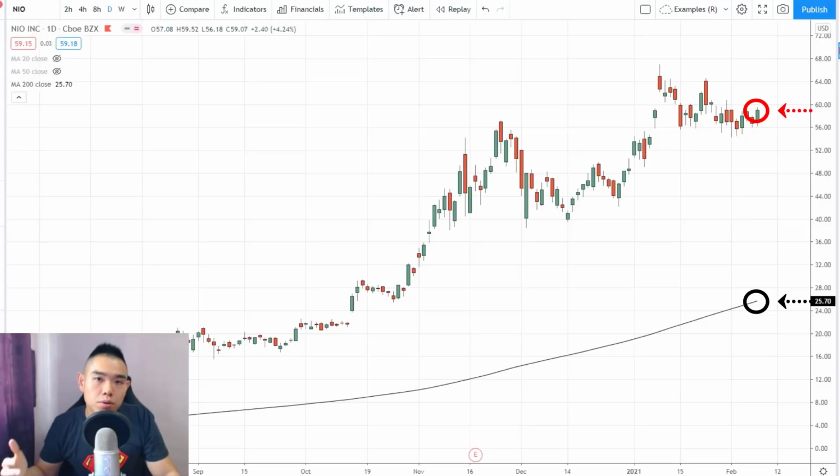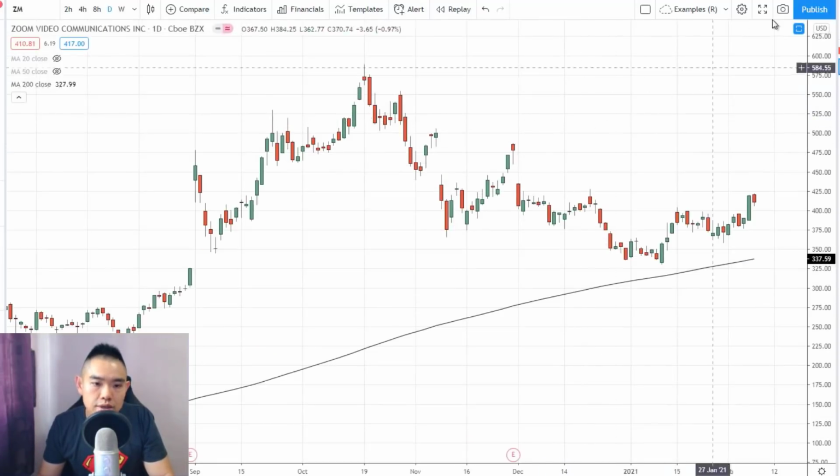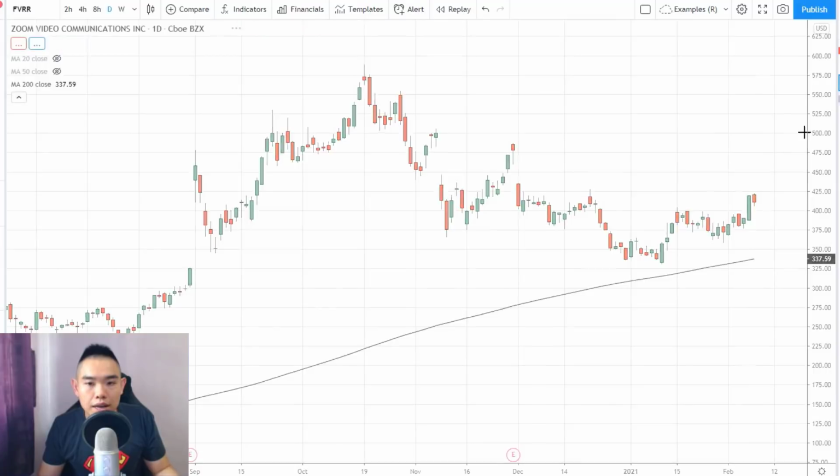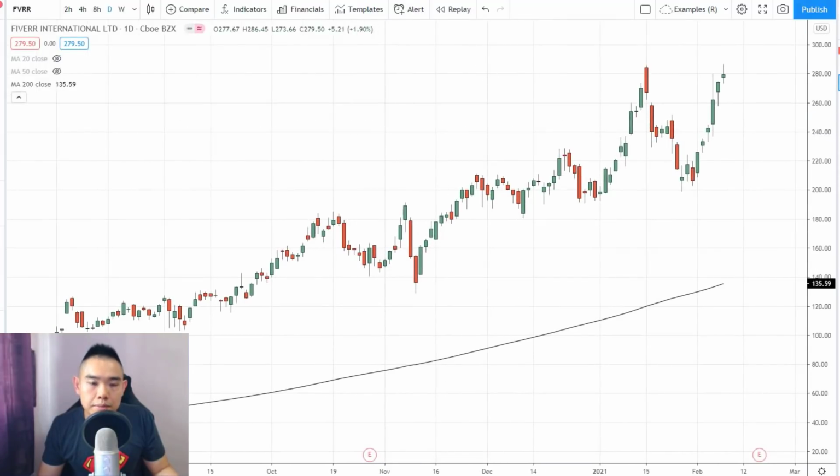Since the price is above it, what should you be doing? You should be looking for buying opportunities. That's right. Next one, how about Zoom? If you look at this, the price right now is at this price point, and the 200-period moving average is here. What should you be doing? You should be looking for buying opportunities. That's right. And last one, Fiverr. Again, same thing. Price is here, 200-day moving average is here. What should you be doing? Looking for buying opportunities. That's right.